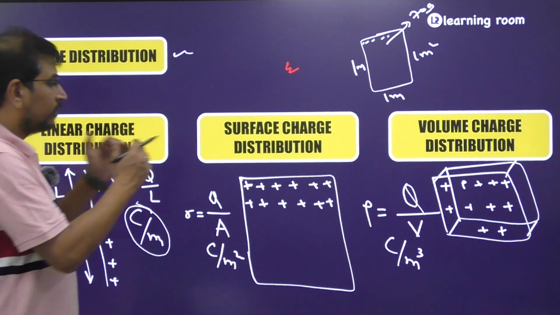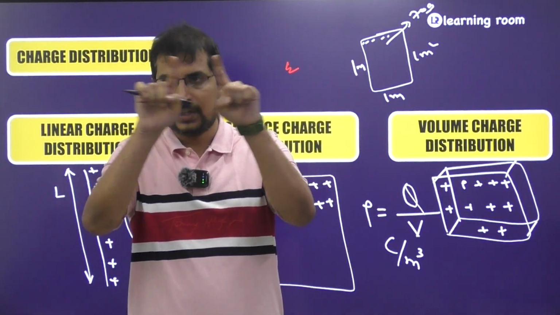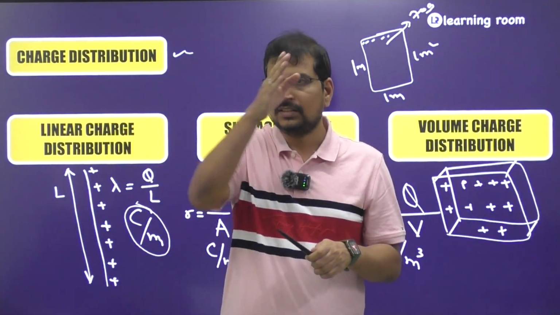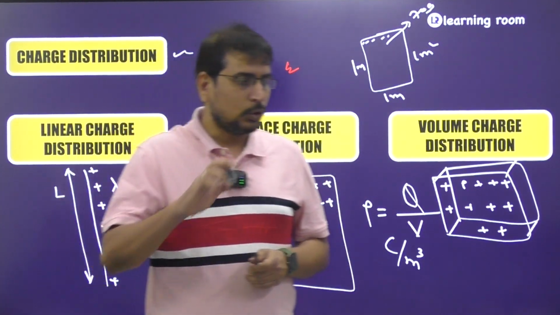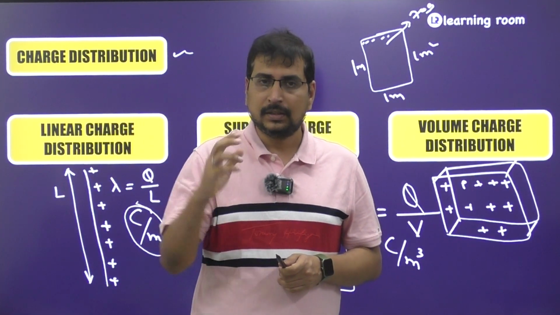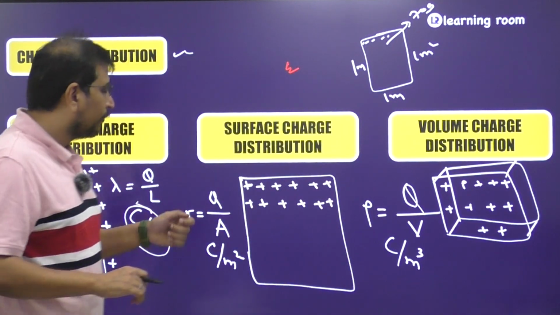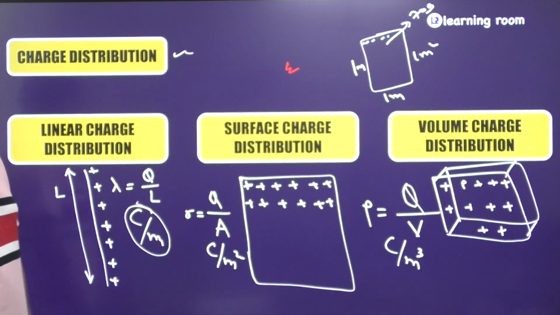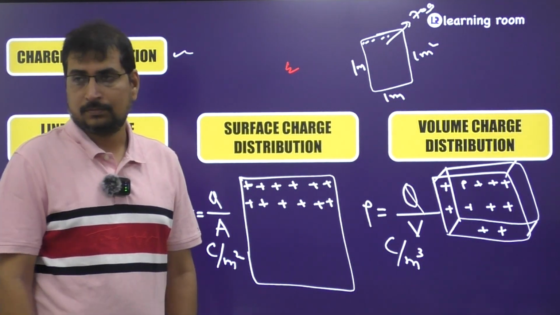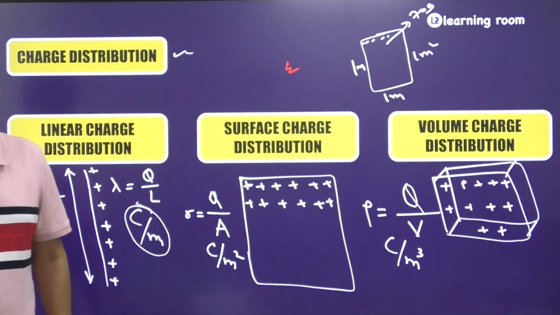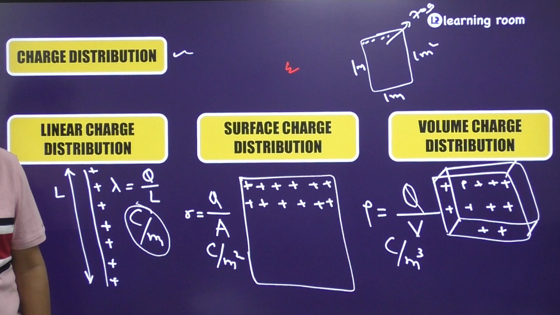Similarly, if you take surface charge distribution, let's say you take a paper, and on that paper the charge is distributed. So the charge is occupying the area of that paper. If you define the amount of charge per unit area, you call that the surface charge density, which is measured in Coulomb per meter square.